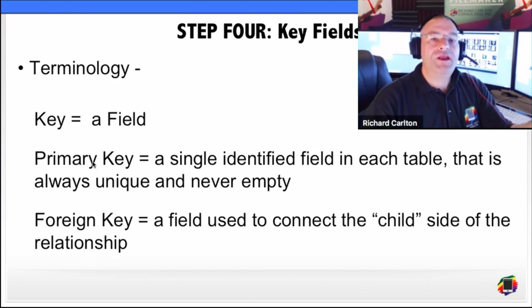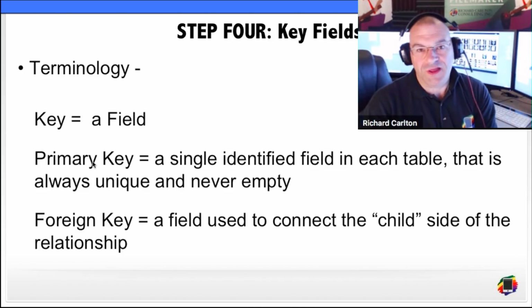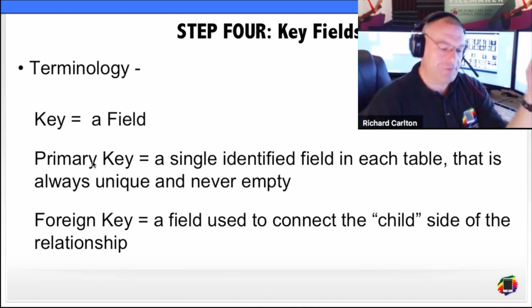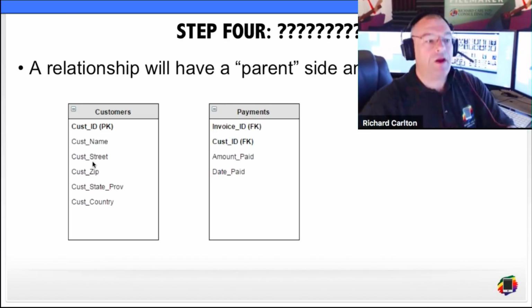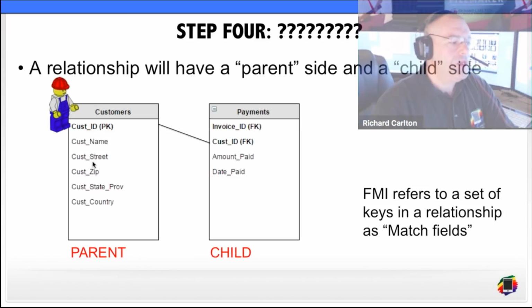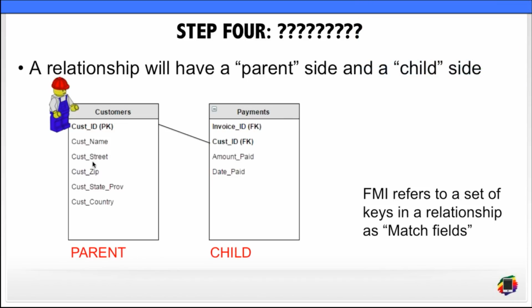We talk about that. Foreign key is a field that's used to connect on the child side of the relationship. And you're going, what is a child, right? It's good that you ask. So people say, well, what is a parent? What is a child side? This is an important concept. So it's all about perspective, okay?